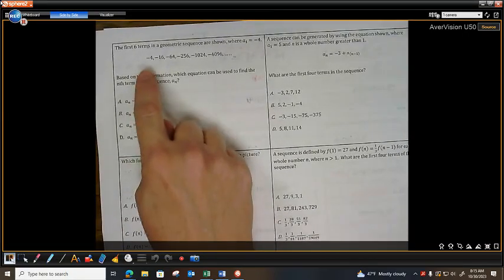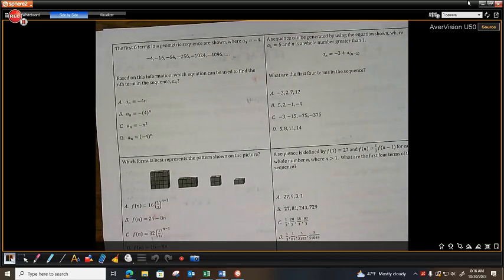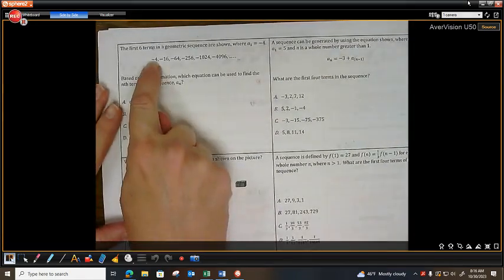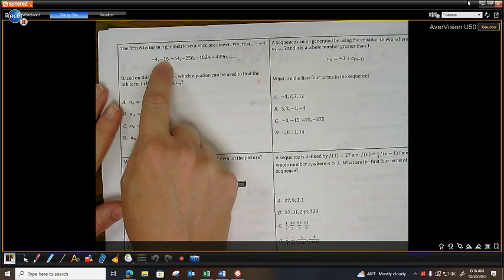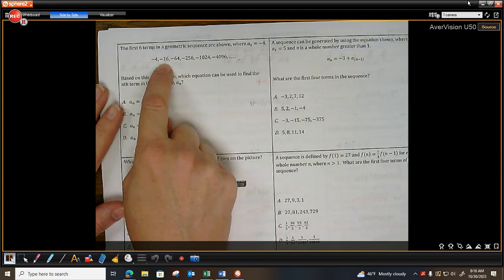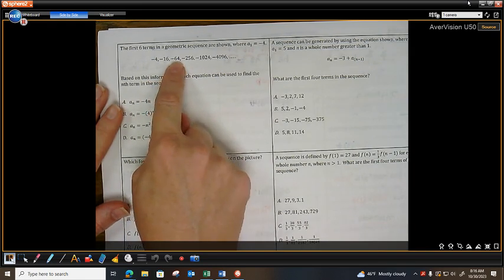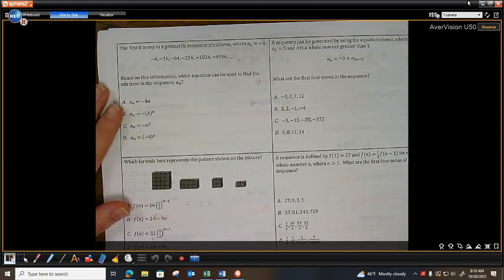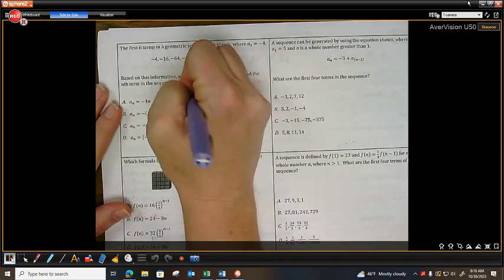Okay? So, a good thing for us to start with is we need to determine how we're getting from one term to the next. What's happening with your -4 to get to -16? Multiply by what? Well, what's -4 times -4? Positive 16. So I'm not multiplying by -4, I'm multiplying by +4. How do you get from -16 to -64? Multiply by 4. How do you get from -64 to -256? Multiply by 4. So I am multiplying by 4. So my r is 4.